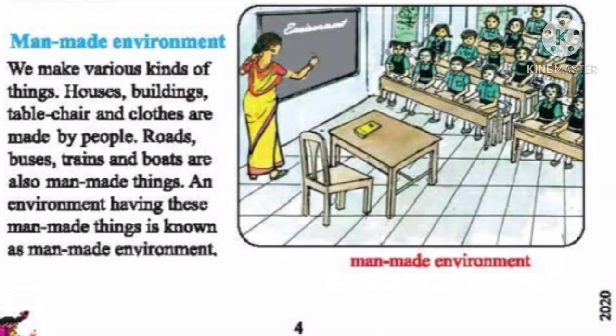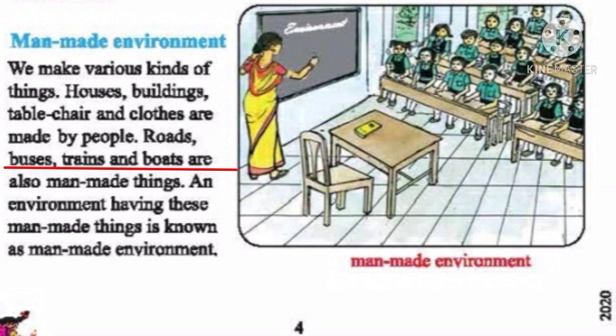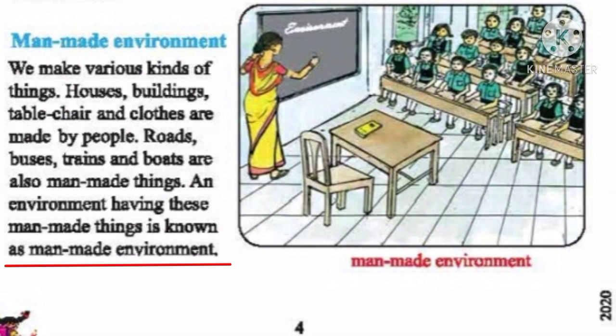Now I will read about man-made environment. We make various kinds of things. Houses, buildings, tables, chairs and clothes are made by people. Roads, buses, trains and boats are also man-made things. An environment having these man-made things is known as man-made environment.